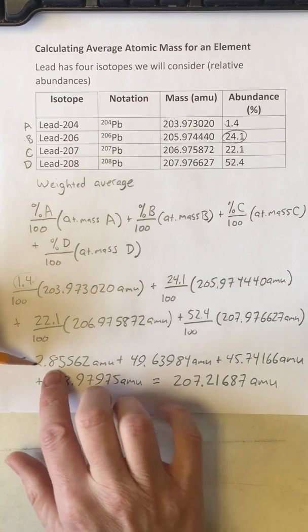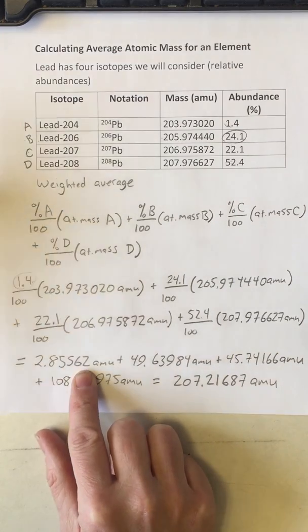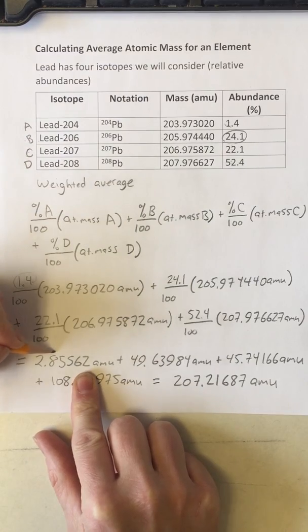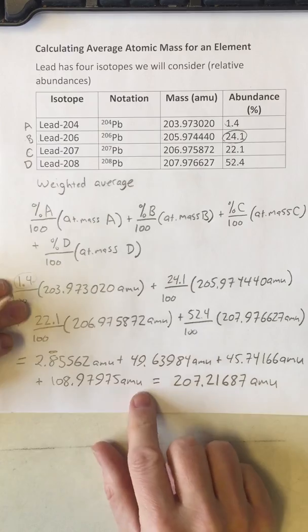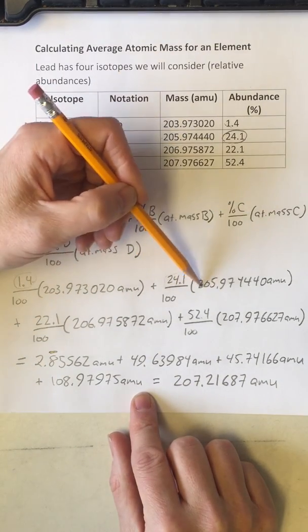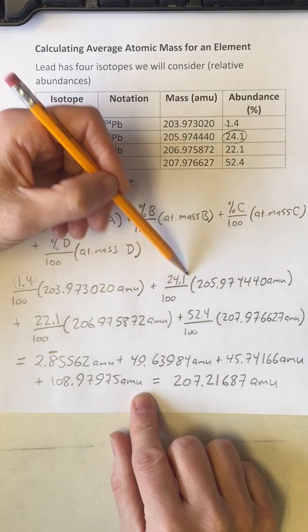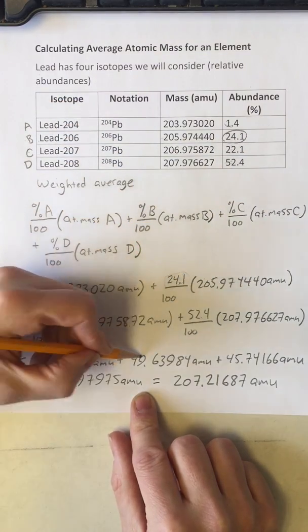So that first answer there, 2.85562, only has 2 sig figs. So I'm going to put a little line there. That's our second sig fig. 1, 2. You go from left to right. Second one, 24.1, 3 sig figs. A lot of sig figs in the atomic mass, but only 3 here. It's multiplication, so that limits it. So 3. So 1, 2, 3.